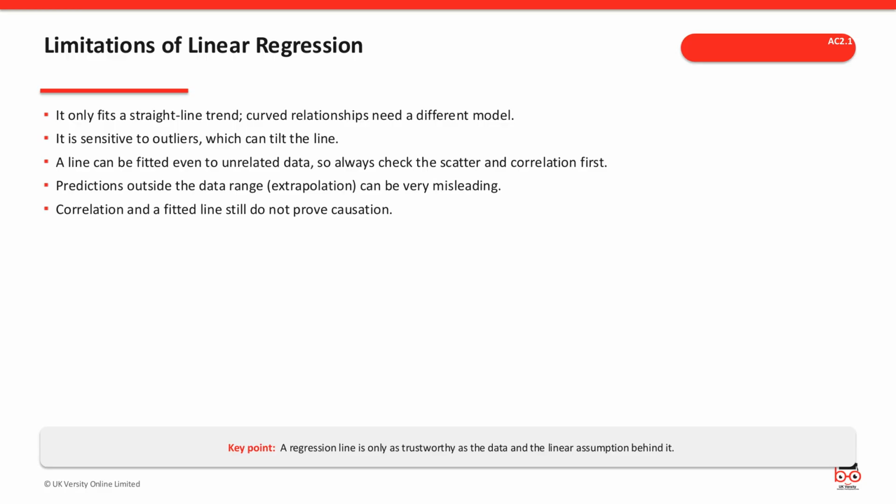A regression line is powerful, but it has real limits. It only fits a straight line trend, so a curved relationship needs a different model entirely. It's sensitive to outliers, which can tilt the whole line. And awkwardly, you can fit a line even to completely unrelated data. So always check the scatter and correlation first. Extrapolating beyond the data can mislead badly. And remember, a fitted line still doesn't prove causation.